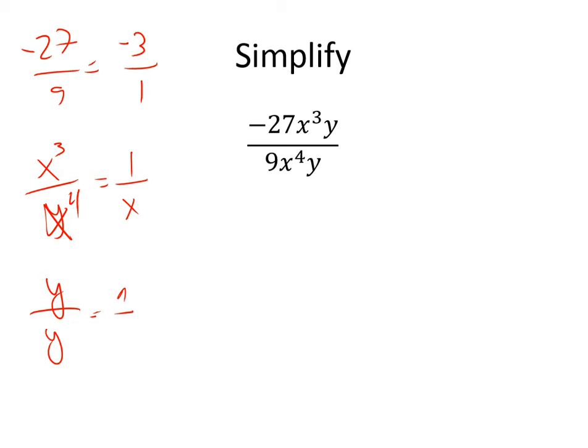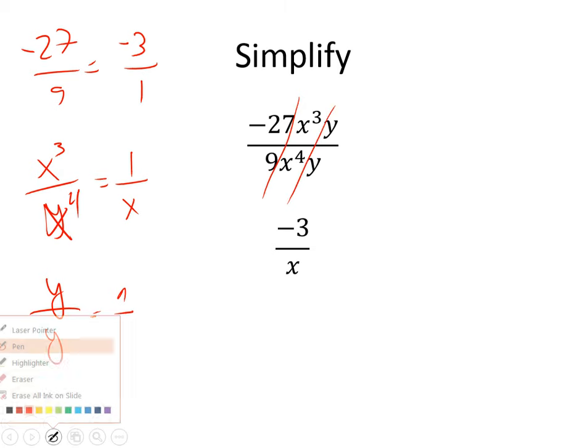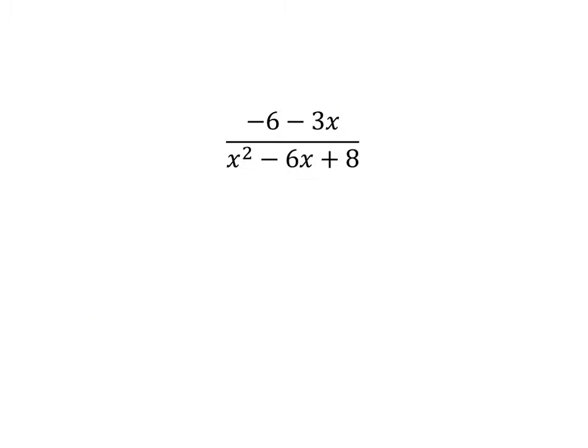And so now we're just going to multiply each of these together. And so that gives us negative 3 over x as our answer for that one. So that's just simplifying it. Okay, so you take each one individually, each part, and then divide them through. Okay, so it's pretty straightforward.